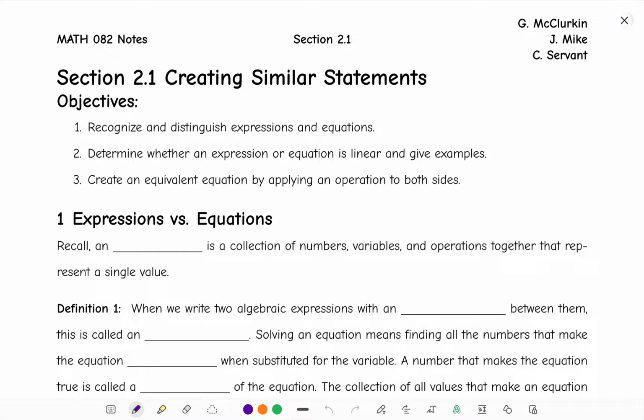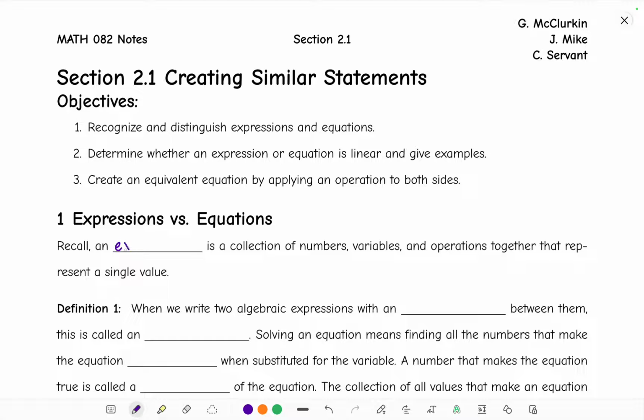Hello, today we're going to do section 2.1, creating similar statements. The objectives of this section are to recognize and distinguish expressions and equations, determine whether an expression or equation is linear and give examples, and create an equivalent equation by applying an operation to both sides.